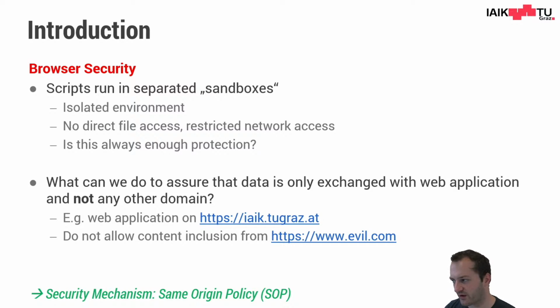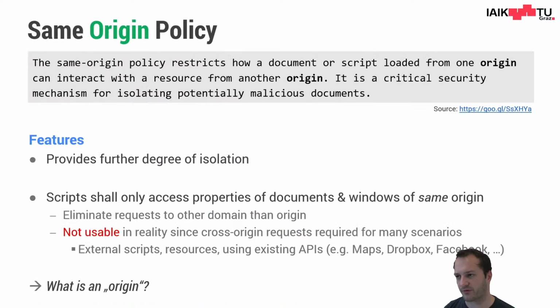So in other words, the same origin policy makes sure that when you load a website, resources are only included from specific origins, and not from any other resource. To make this clearer, let's have a look at this in more detail. The best definition of the same origin policy I found is actually from Wikipedia, and it clearly states that the policy restricts how a document or script loaded from one origin can interact with a resource from another origin, a critical security mechanism, and so on.